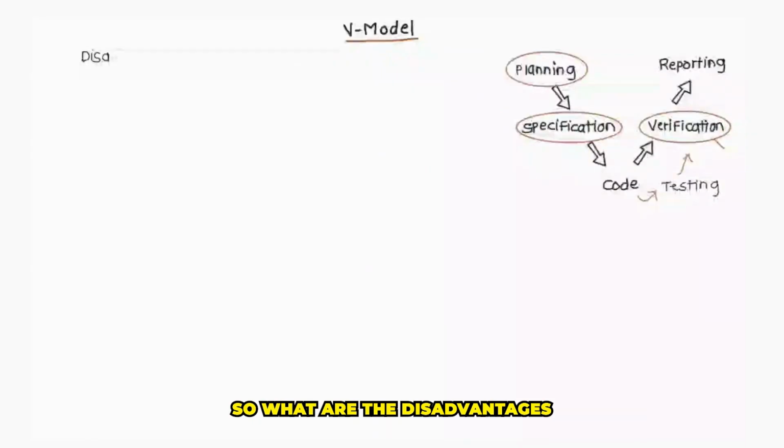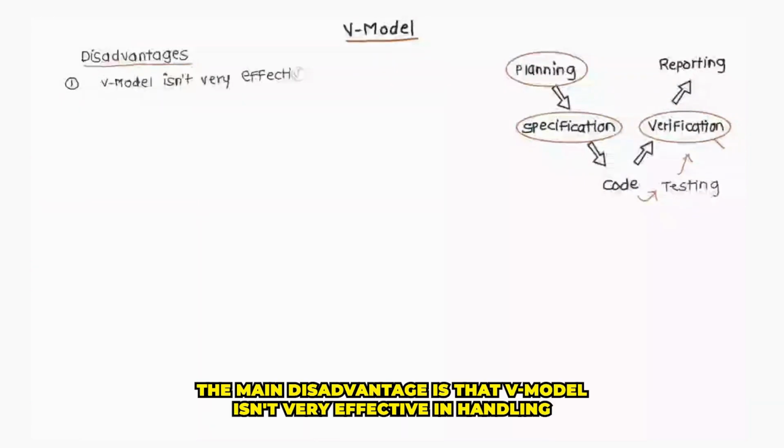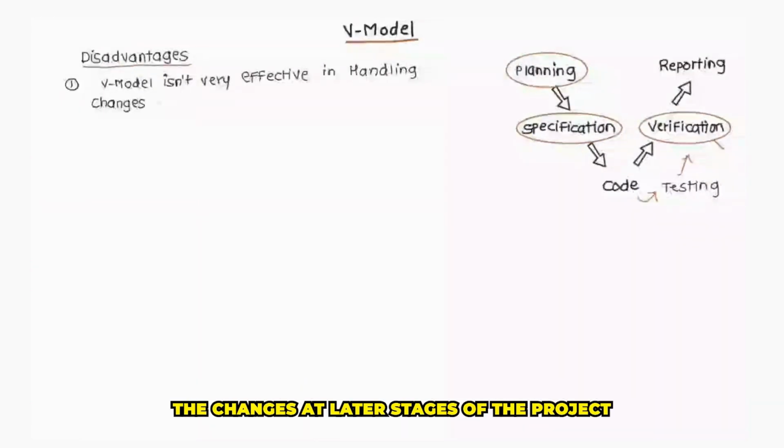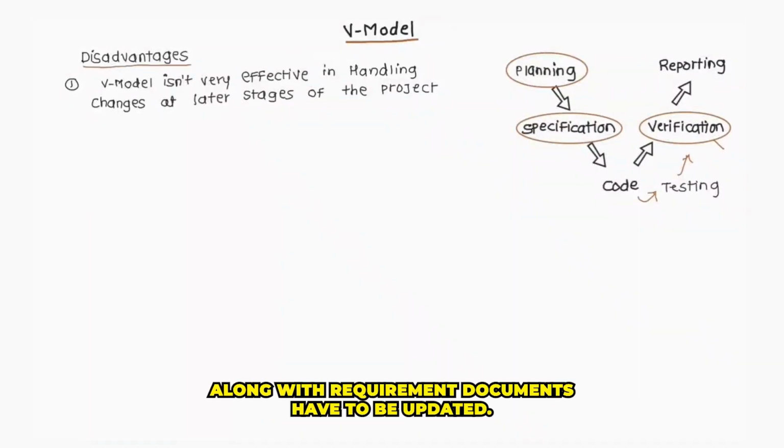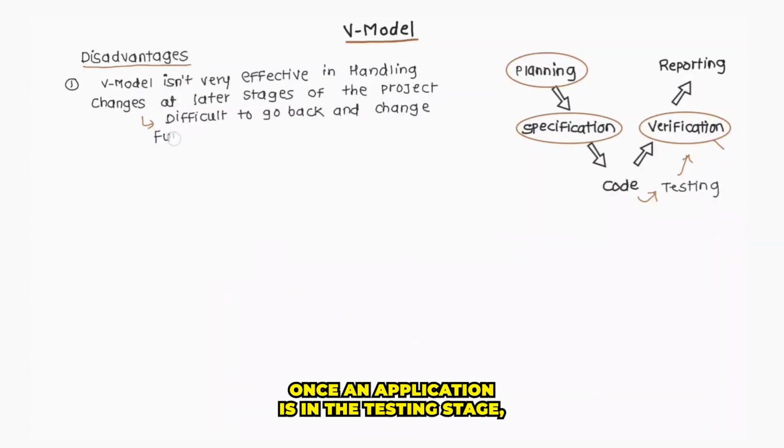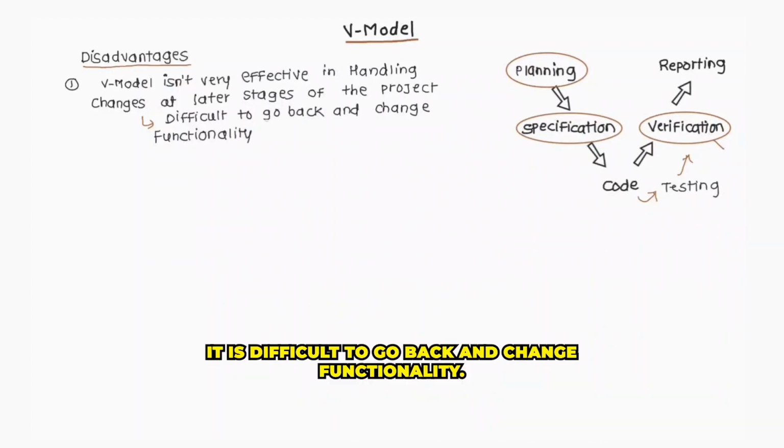So what are the disadvantages of using the V-Model? The main disadvantage is that the V-Model isn't very effective in handling changes at later stages of the project. If any changes happen midway, then the test documents along with the requirement documents have to be updated. Once the application is in the testing stage, it is difficult to go back and change functionality.